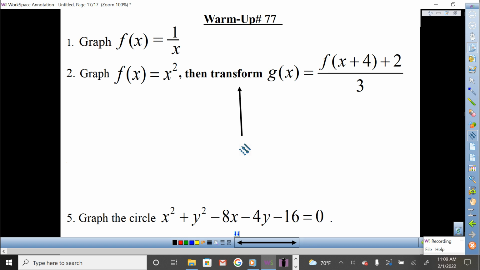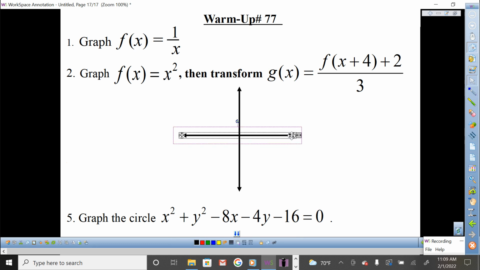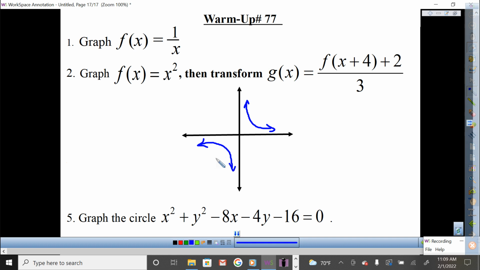Here it goes. Here's my coordinate plane. All right, there you go. So, this one, what does it look like? Like this, and like this. Is that correct? Did you get a table going? Yes. So that means on your table you should have 1, 1, and -1, -1.